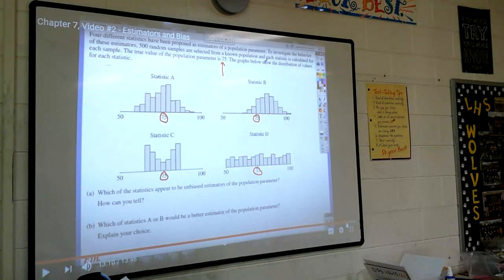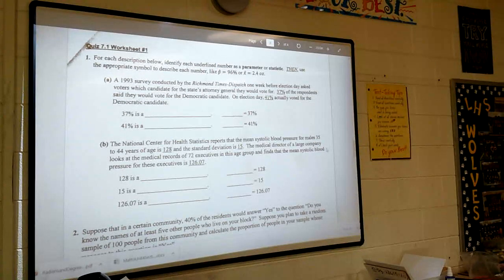Let me go over this real quick. We have two words that you really need to know and understand, and those are called parameter and statistic. A parameter describes the entire population, and a statistic describes a sample. There's a couple big ideas here. First of all, a parameter describes an entire population.